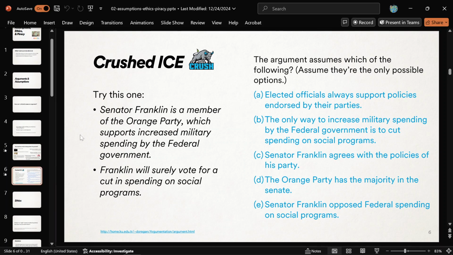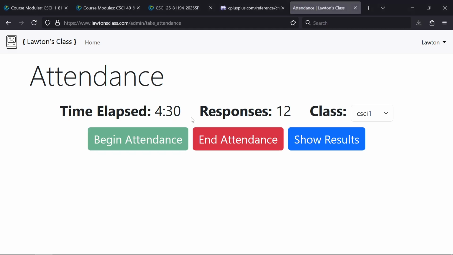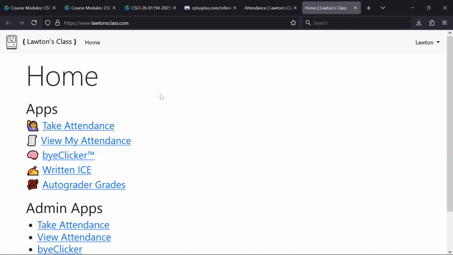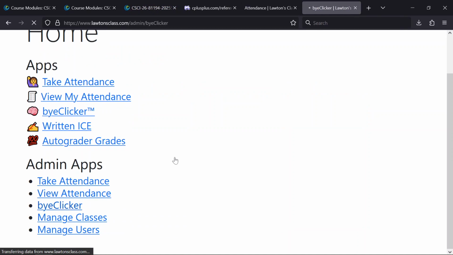So here is an example that I stole from the internet, and I'd like you to go to the buy clicker page, please. I will stop attendance after we've done this buy clicker example, so please go do attendance too if you haven't yet.